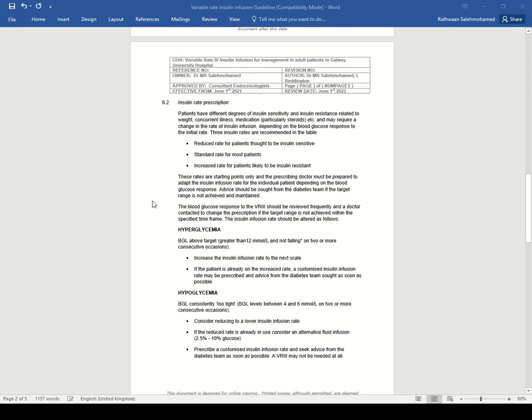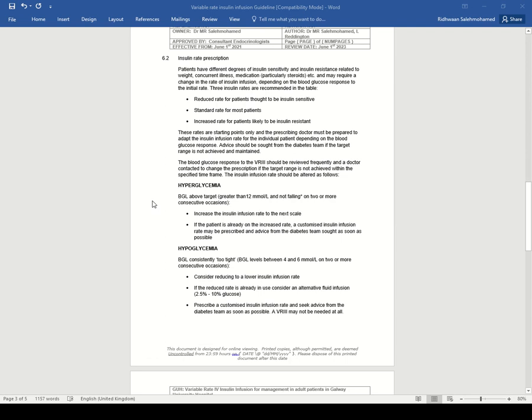As described previously, a standard rate would be used for most patients. If you think the patient is insulin sensitive, you go for the reduced rate. On the protocol, it would be rate A, and if the patient is likely to be insulin resistant, rate C can be used. There's a 4th column that can be a special rate prescribed as indicated.